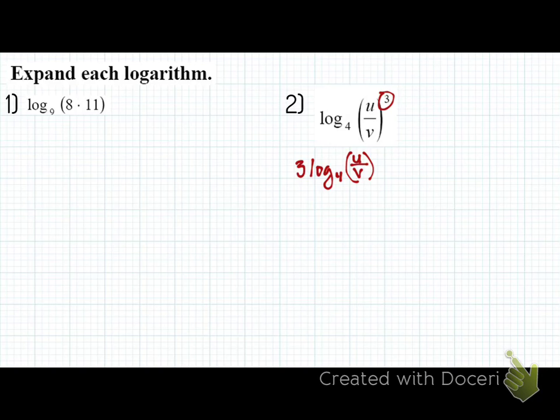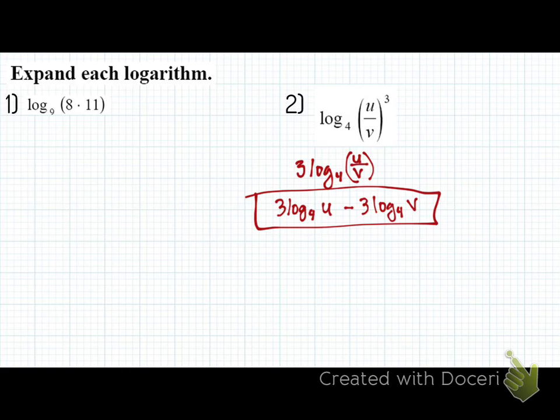So the quotient property, what I'm going to do is expand it. I'm going to keep the 3. We're going to keep log base 4, and we're going to write the numerator first, which is u, and then since it's the quotient property, we have to put a minus sign, and we're going to do that again. We're going to have 3 out in the front again, log base 4 of v on this one. Okay, and that's it. That's how you expand it. That's numbers 1 and 2.